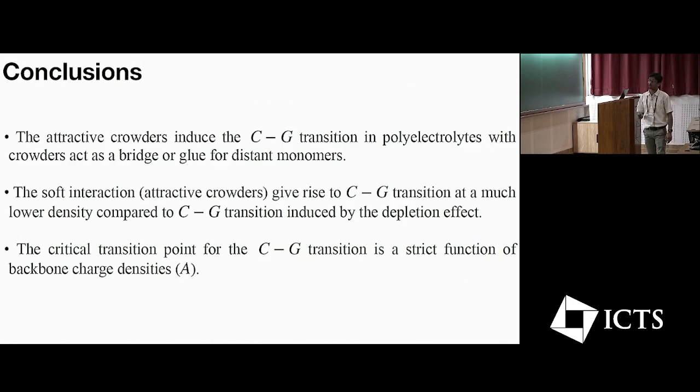So these are the conclusions: the attractive Crowder induced this coil-to-collapse transition in polyelectrolyte, even though the monomers are electrostatically repulsive. The neutral Crowders are quite effective to induce this collapse. And this soft interaction, the attractive Crowders, can give rise to this transition at very low density compared to what we got from the depletion kind of effect, where we need quite a high density or lower Crowder sizes. And these critical transition points are quite a strict function of what charge density we work with.